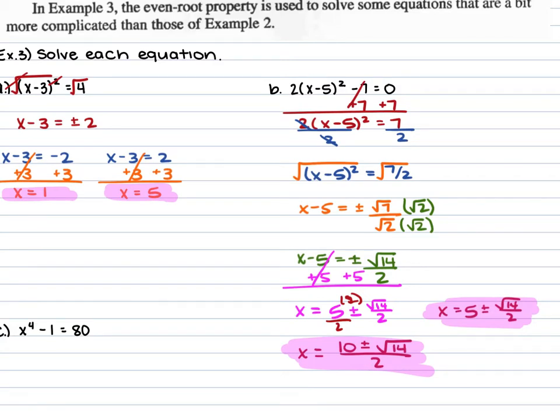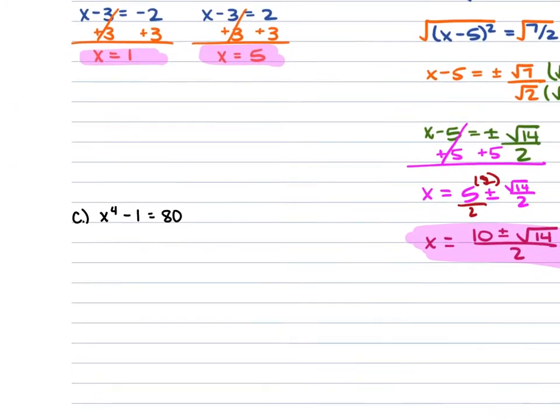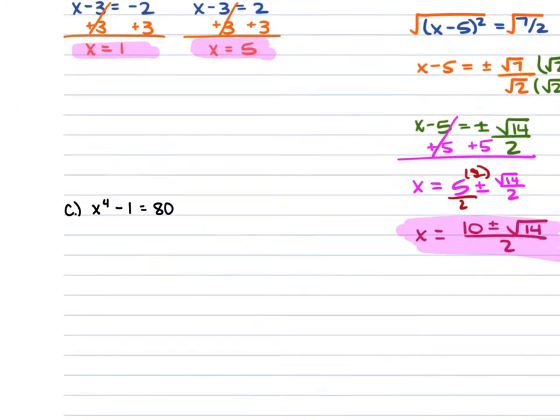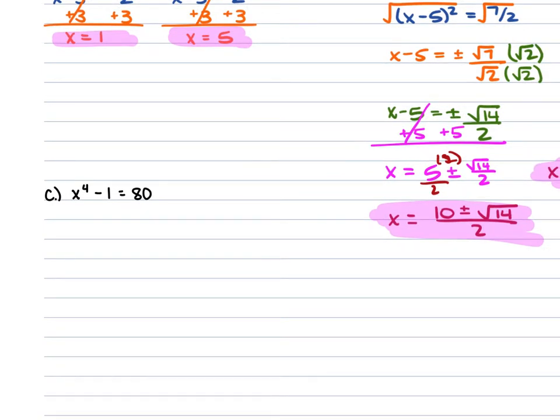For example C, we have x to the 4th power minus 1 is equal to 80. For this one, we're going to start by adding 1 to both sides to isolate that x to the 4th power. We have x to the 4th power is equal to 81. We're then going to take the 4th root of each side.